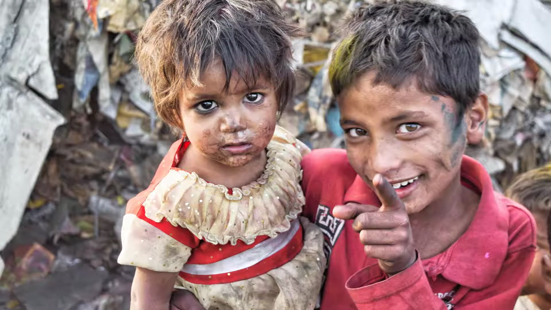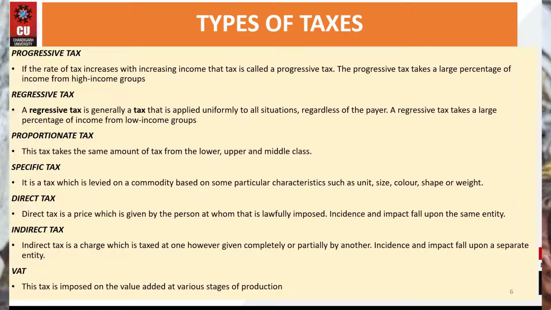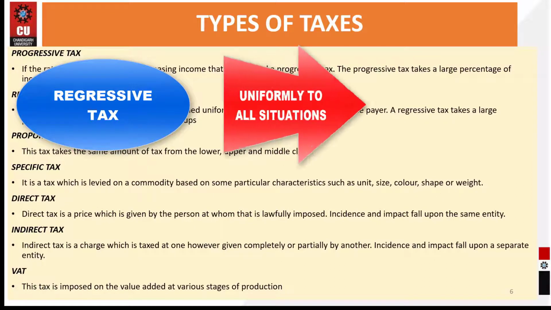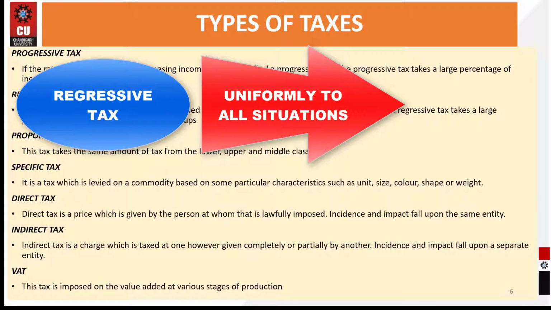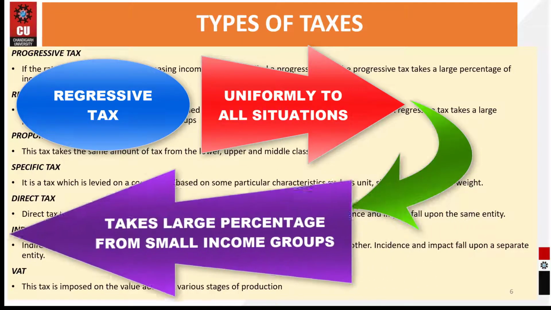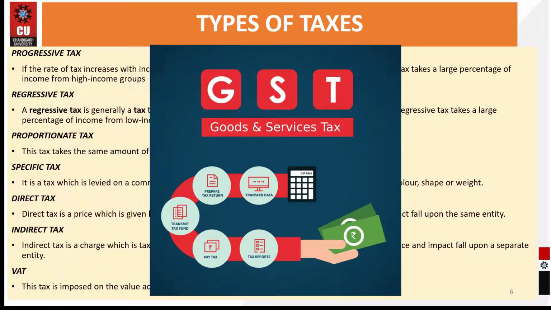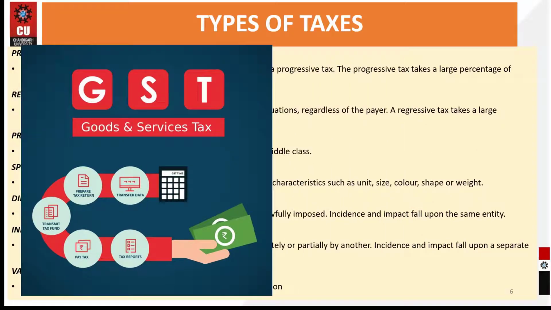Moving further, let us now talk about another kind of tax, that is regressive tax. Regressive tax is generally a tax that is applied uniformly to all situations regardless of the payer. A regressive tax takes a large percentage of income from low income groups. In India, GST is an example of regressive tax. How is GST a regressive tax?